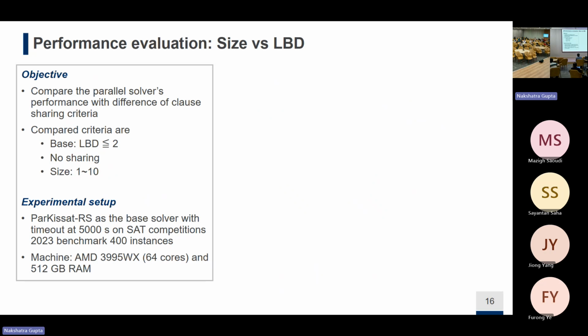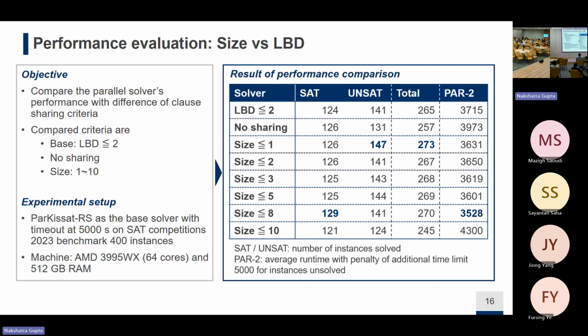And our first preliminary experiment is to check the performance of different sharing criteria. We set up some criteria, like, as a baseline, LBD less than or equal to 2. And we set up some size-based and no-sharing solvers. The experimental setup is 5,000 seconds using the benchmark of one year. So here, this table shows the result. The number indicates the number of instances solved. As you can see, size outperformed LBD, particularly size less than or equal to 1 or less than or equal to 8 outperformed LBD much. So from this result, we thought that LBD may not be the appropriate method to decide the clauses for sharing.